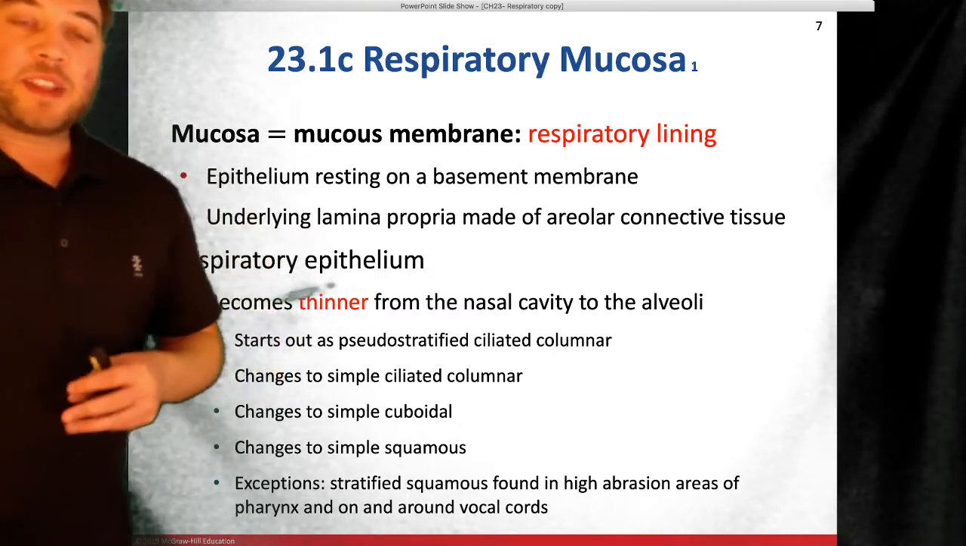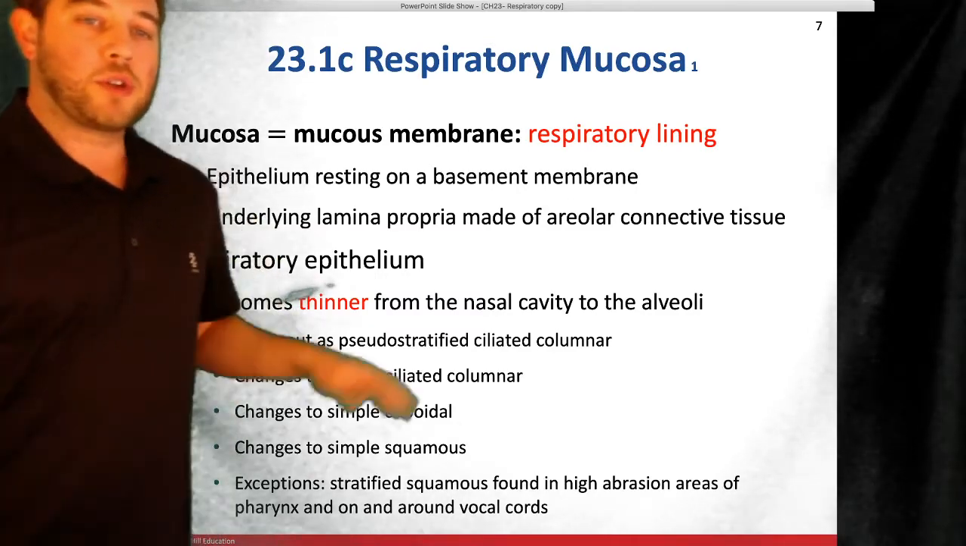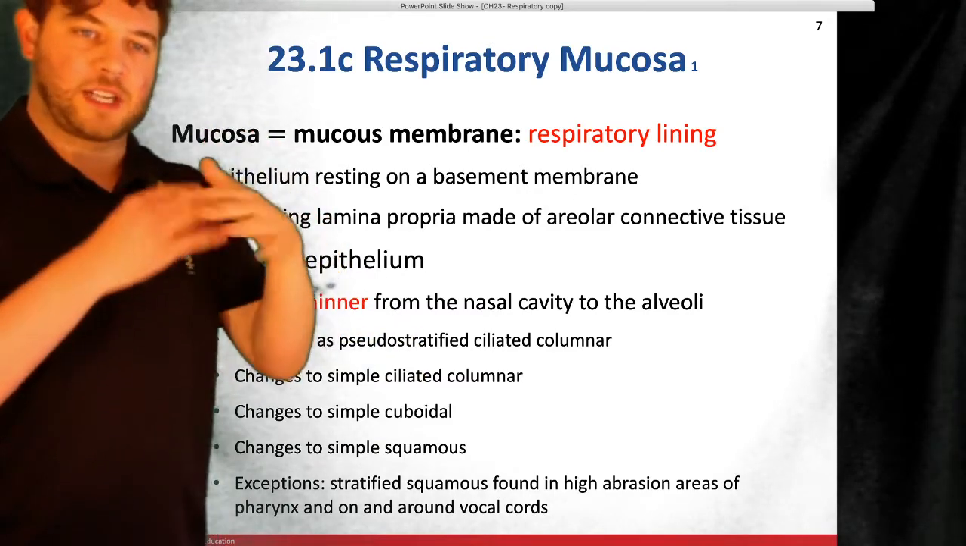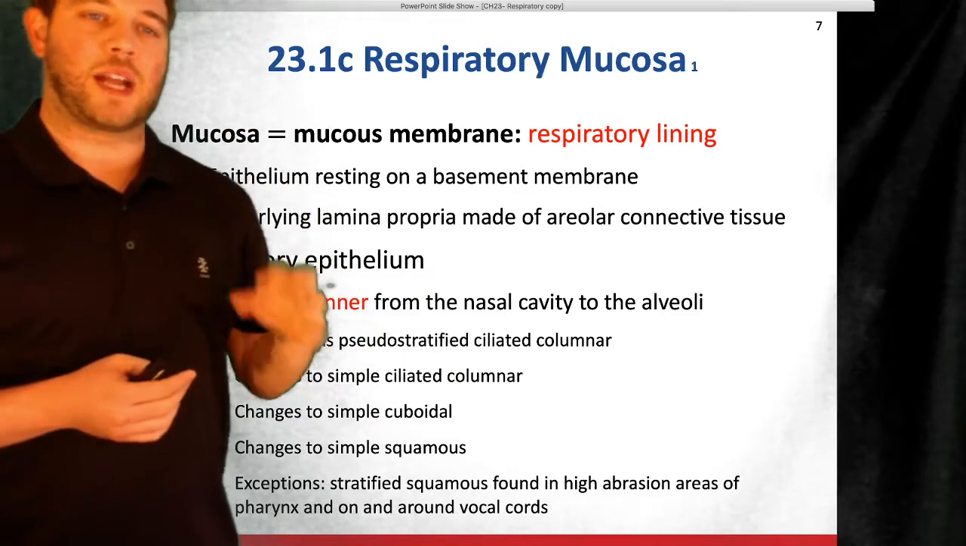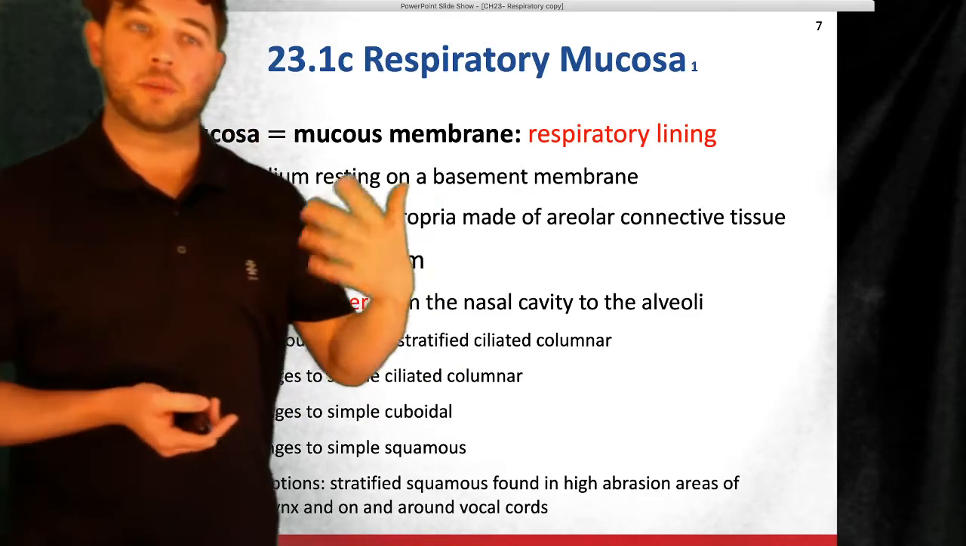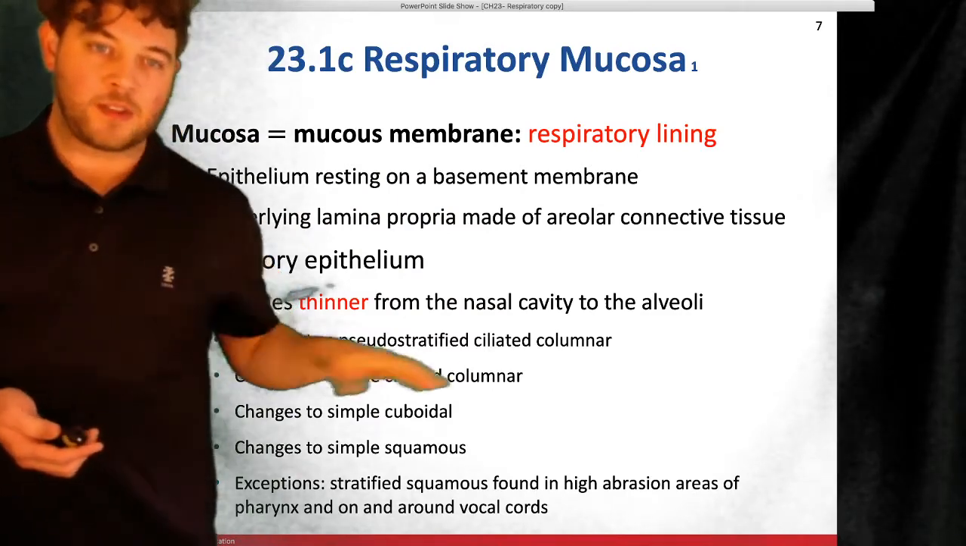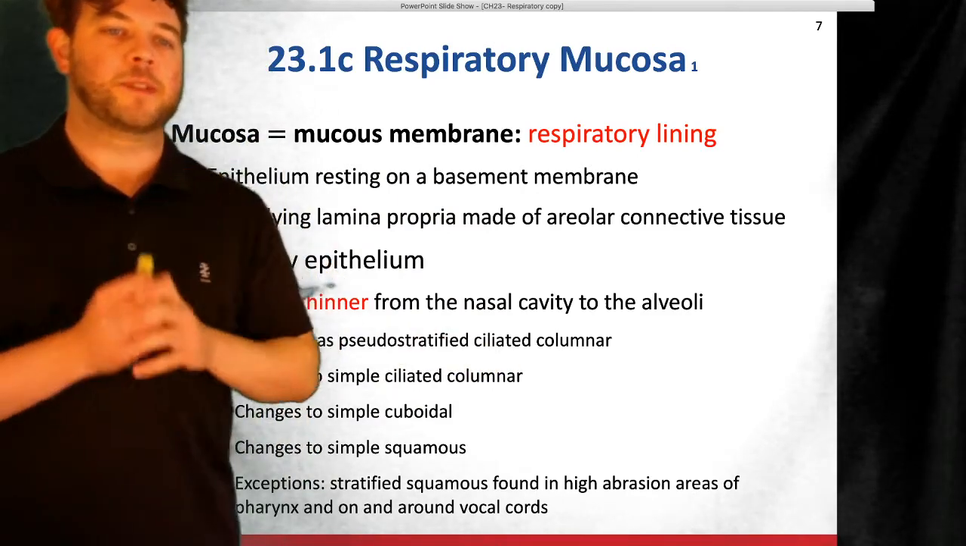If you don't remember your epithelial tissue, you have your pseudostratified, which is going to look like it's stacked on top of each other, but it's not. It's ciliated, so it has the hairs that are going to help to sweep particulate matter across the respiratory membrane. And then columnar is just a shape, those columns.